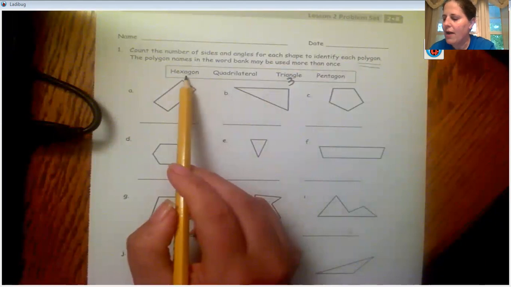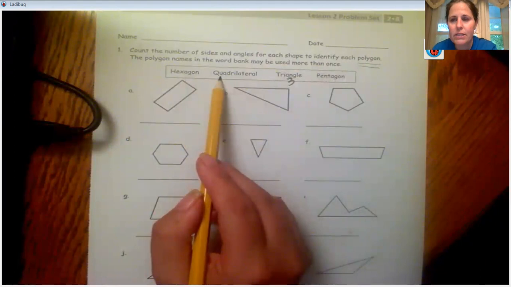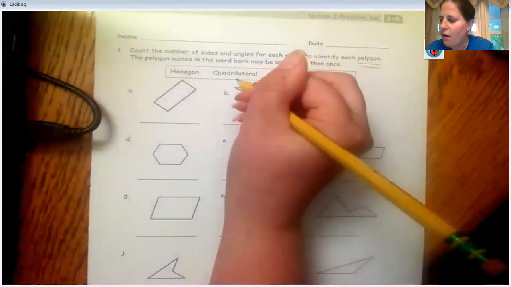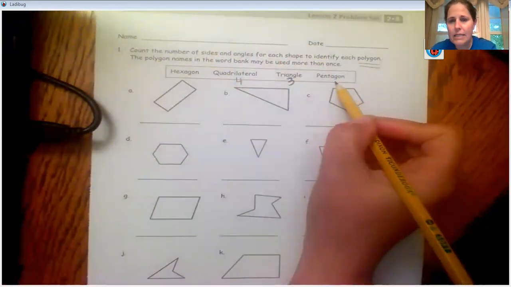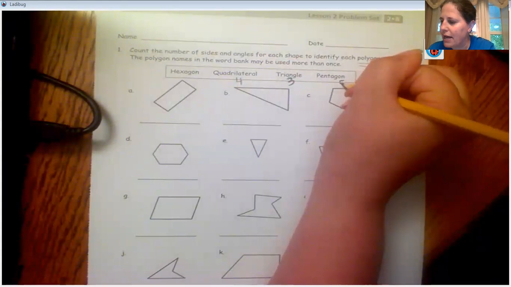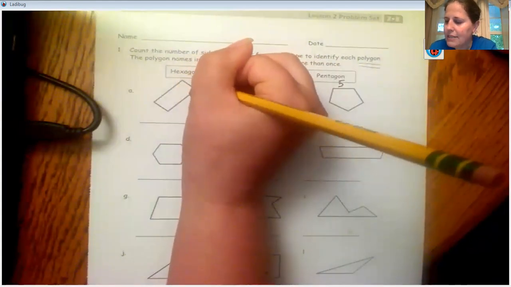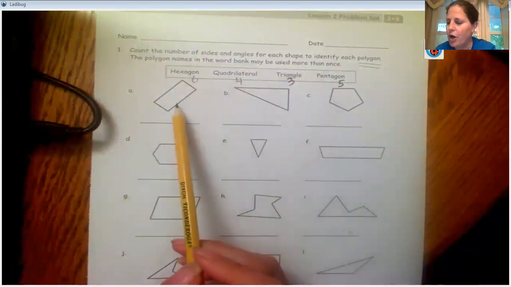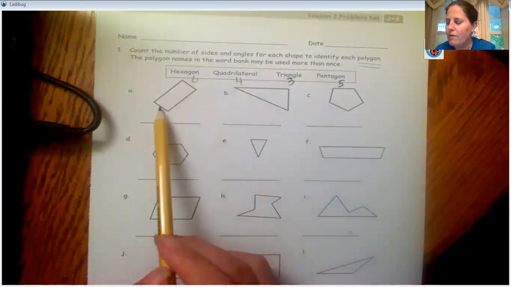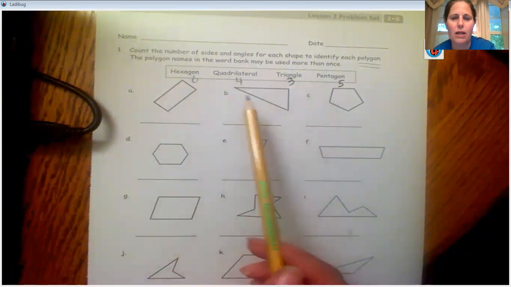Then we have a hexagon, quadrilateral, and pentagon. Quad means 4. So I'm going to put a 4 under quadrilateral. Pentagon is a 5-sided shape, and a hexagon has 6 sides. Now that I've labeled all 4 of those, all I need to do is go through here, count the number of sides for each polygon, and then write the correct polygon name.